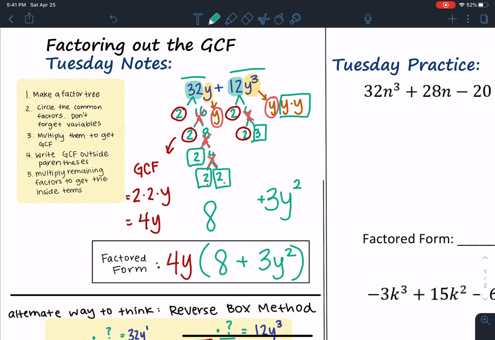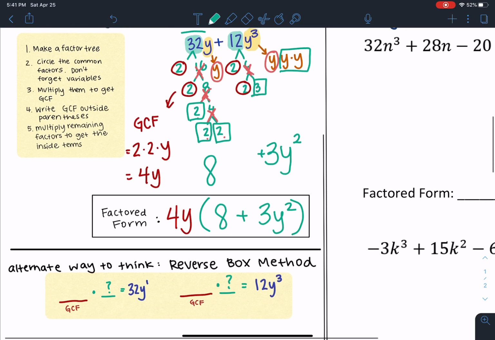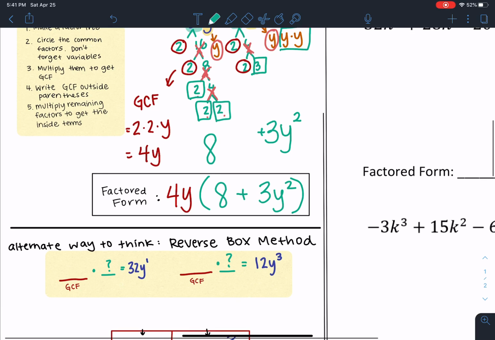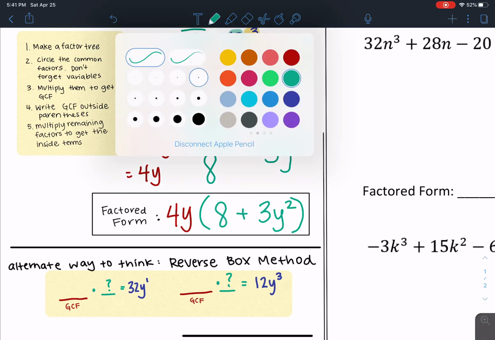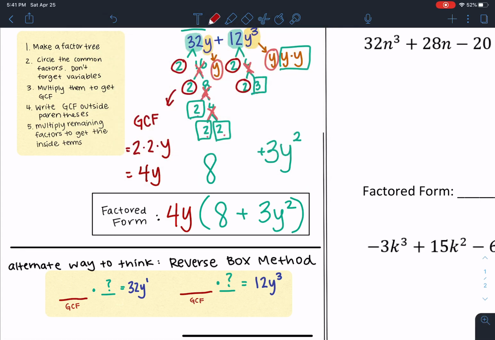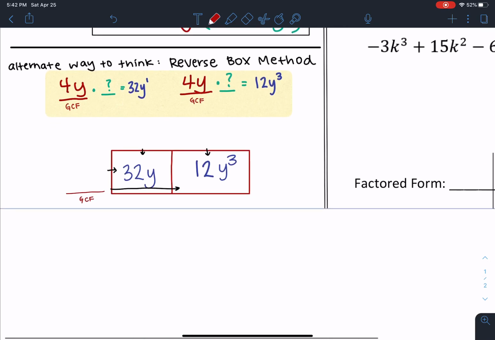Let's try that, thinking it in a different way. So this is the same problem. You would use the same steps to identify GCF, factor tree, circle the common ones, and multiply them together. We got 4y. Let me scroll down. So the other way to think about it is think about reverse box method. Your numbers, the problem example numbers, should be inside the box. Your GCF should be outside the box.